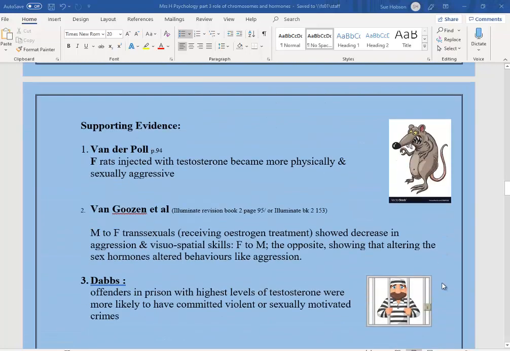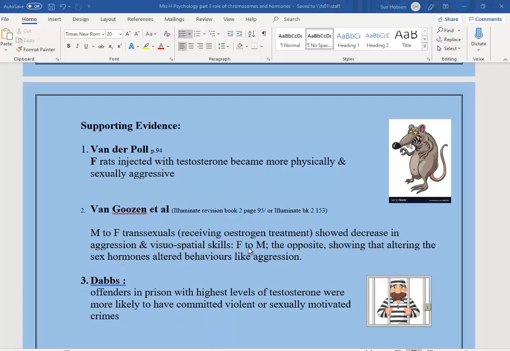What's our evidence? Right, well, we've got Van der Pol: female rats injected with testosterone became more physically and sexually aggressive. We've got Van Goosen, which is useful for estrogen later as well. The male to female transsexuals receiving estrogen treatment showed a decrease in aggression and visual spatial skills.